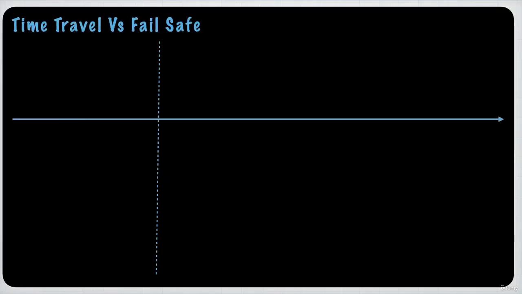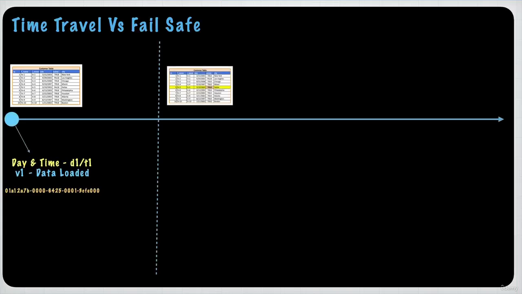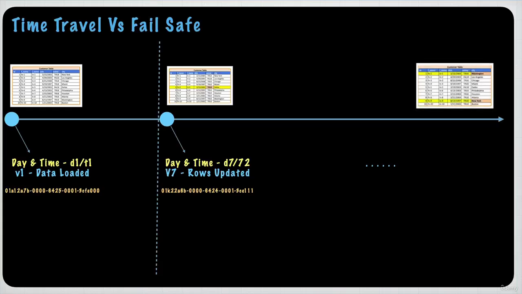The time travel can be defined for a table and it can be 0 to 1 day for standard Snowflake edition and 0 to 90 days for enterprise edition and above. Let's take the same example where we loaded the data and we can define the state of the data as V1 on the day 1. On the day 7, we can say the state of the data is V7, and on the 97th day, we can say the state of the data is V97. So this is how it looks like.